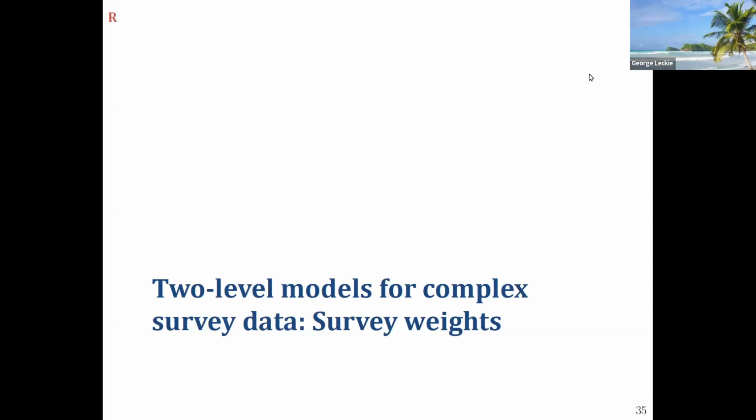Okay, welcome to two-level models for complex survey data. We're now going to look at survey weights, which is another defining feature of PISA data and other large-scale education assessments. The reason for these weights is, of course, because we don't have a simple random sample of schools. Within schools, we don't necessarily have a simple random sample of students.